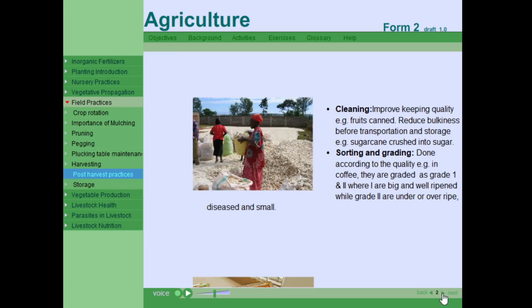Cleaning, to improve keeping quality, for example, fruits canned. Reduce bulkiness before transportation and storage, for example, sugarcane crushed into sugar. Sorting and grading, done according to the quality. For example, in coffee, they are graded as grade 1 and 2, where grade 1 are big and well ripened, while grade 2 are under or overripe, diseased and small.